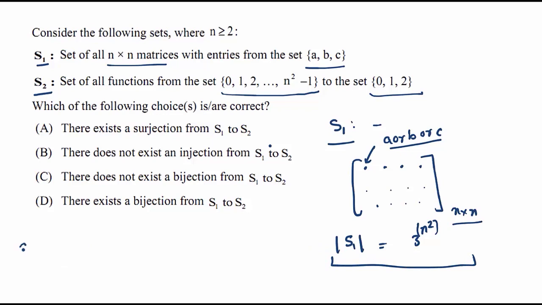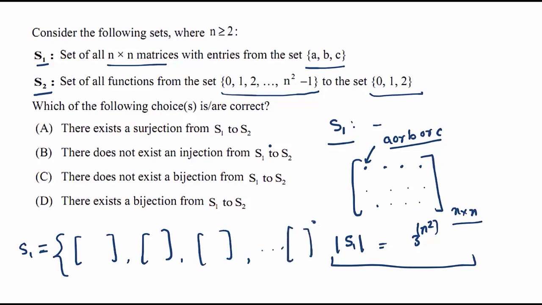So how would S1 look? S1 will look like this: there is one matrix, another matrix, another matrix, something like that, and there are a total of 3 power n square matrices. Every entry of each matrix is either A or B or C, and the matrices are of n×n dimension. I hope S1 is clear. So the cardinality of S1 is 3 power n square.